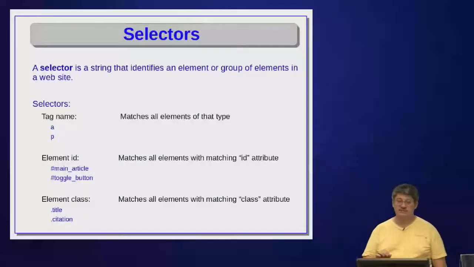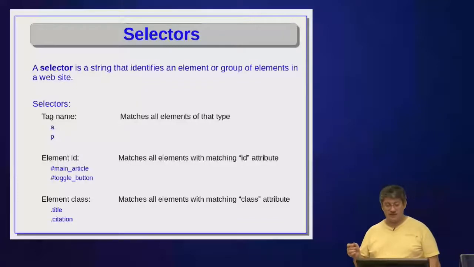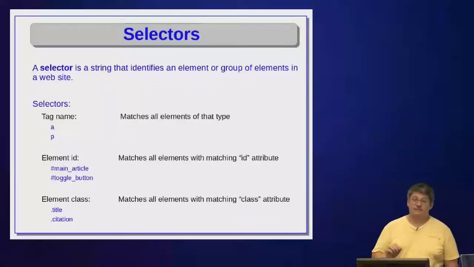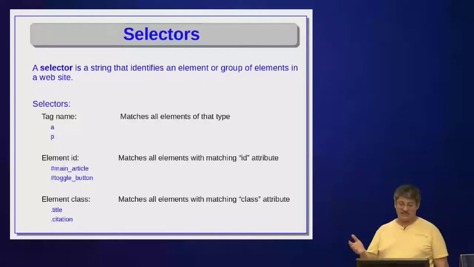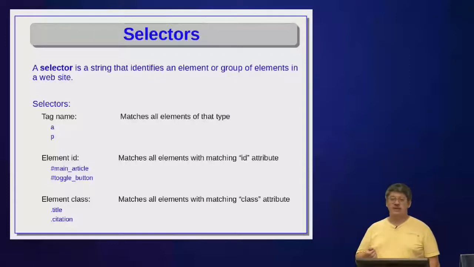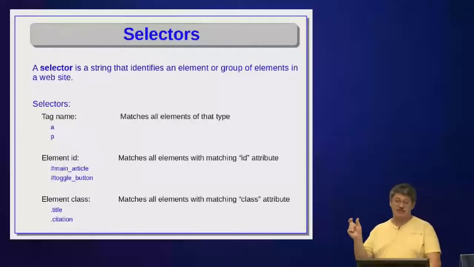So to be a little bit more specific and formal, a selector is a string that identifies an element or a group of elements in a website. Selectors can either be a tag name, which matches all elements of that type, and you've seen examples of this already, the A and the P tags, or we can identify elements on a page using their ID attribute, which will match all elements that have ID set to that particular value.